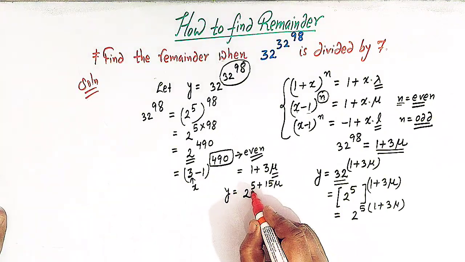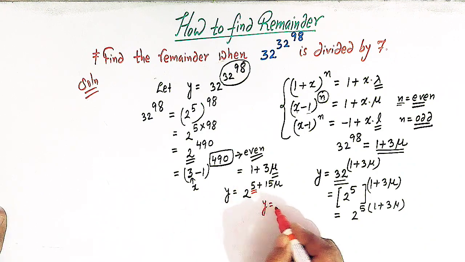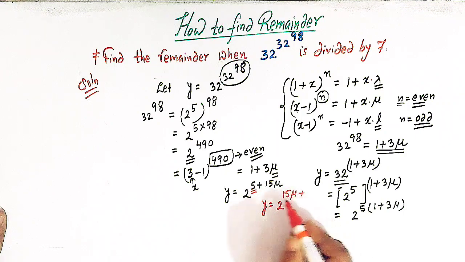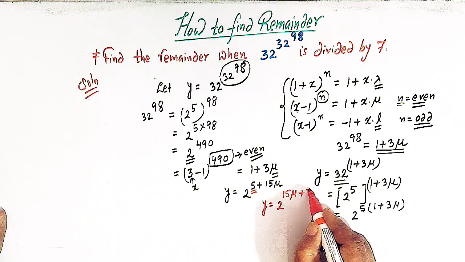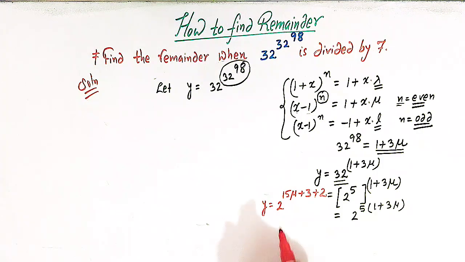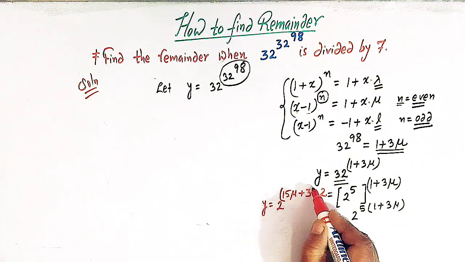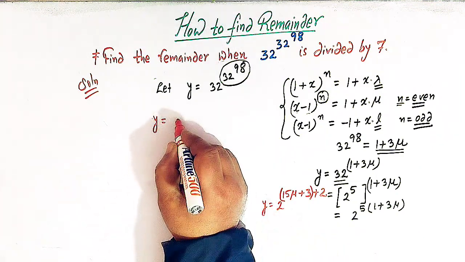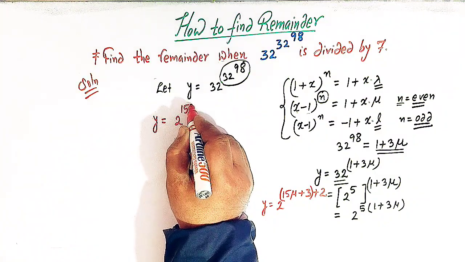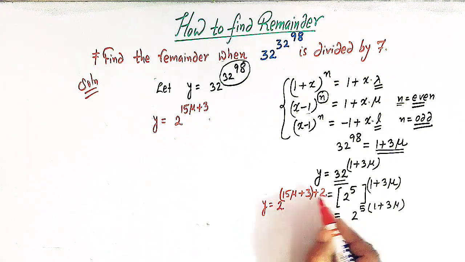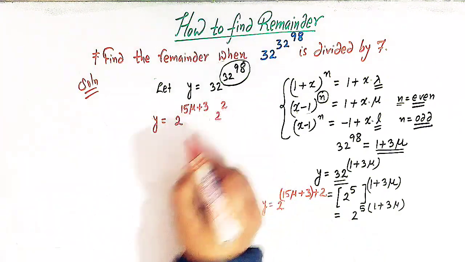So now let us split this 5 as 3 plus 2, right? So we have 2 raised to 15 mu, and this 5 can be written as 3 plus 2. So now we can group these two numbers together, right? So we can now write y is equal to 2 raised to 15 mu plus 3, and then we can write 2 raised to 2, and here we have 2 square.